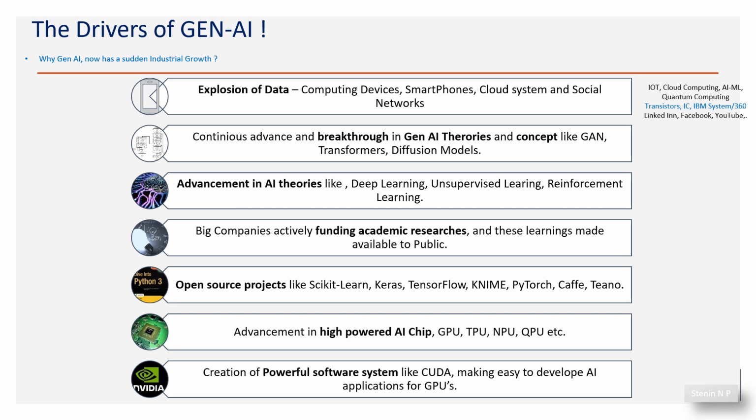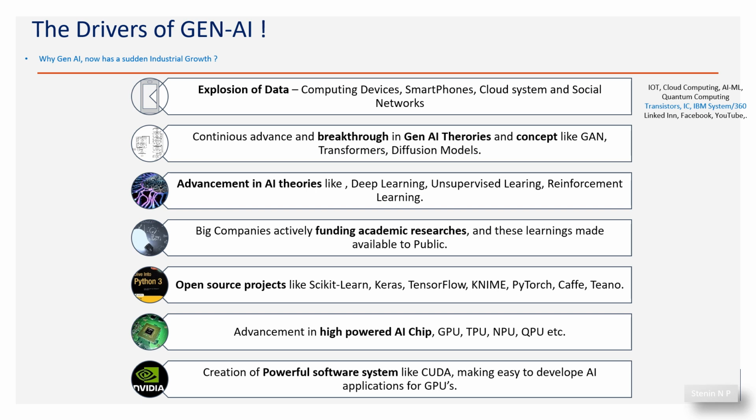Making it available in today's time. Big companies are actively funding academic researchers, and this funding has made learning easy, and these resources are also being made available to the public. So I have a massive number of people using it, which again makes it easy for me to push things into the market. Open source projects like Scikit-learn, TensorFlow, Keras, PyTorch are again a contribution, which anyone could use with hardly any commercial attachment.